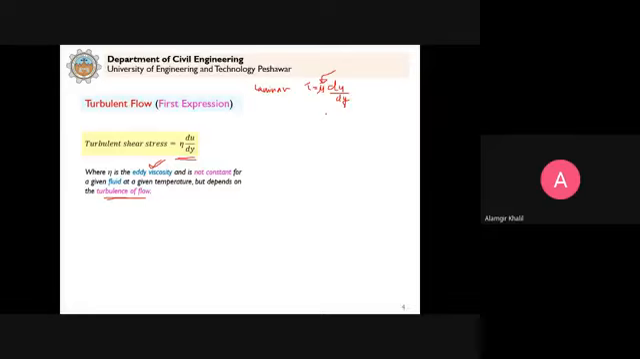But in case of turbulent shear stress, this eddy viscosity is not a constant for any given fluid, but it depends on the turbulence of the flow. That is why it becomes very difficult to measure this turbulent shear stress, because eddy viscosity will change from point to point in the same fluid for different turbulence. So in any case, the total shear stress in turbulent flow will be equal to the laminar shear stress plus the turbulent shear stress.